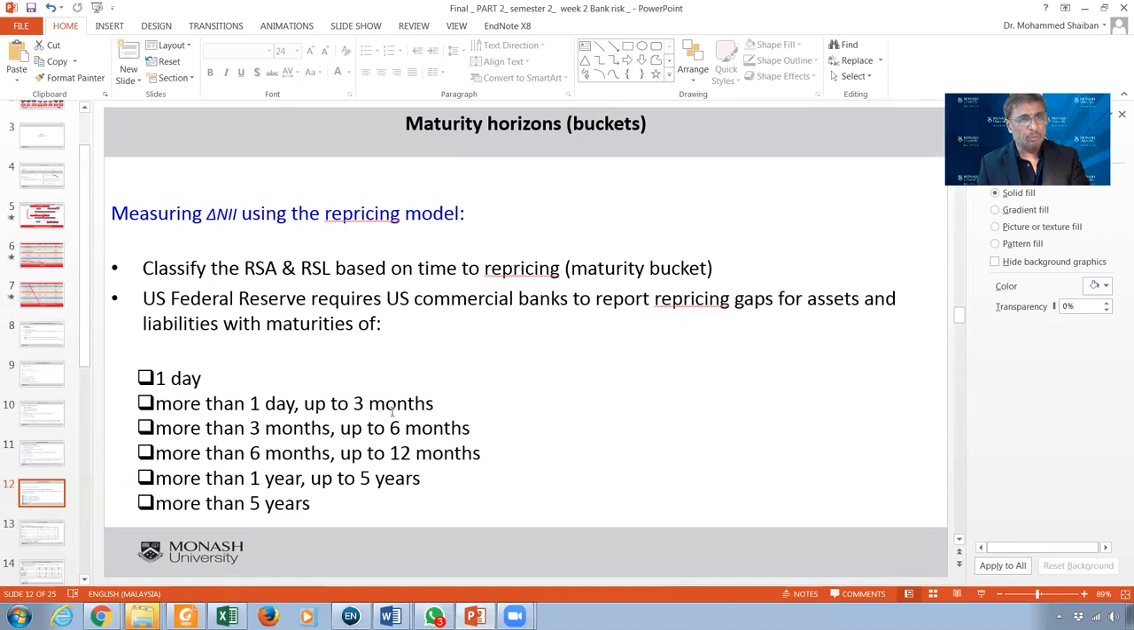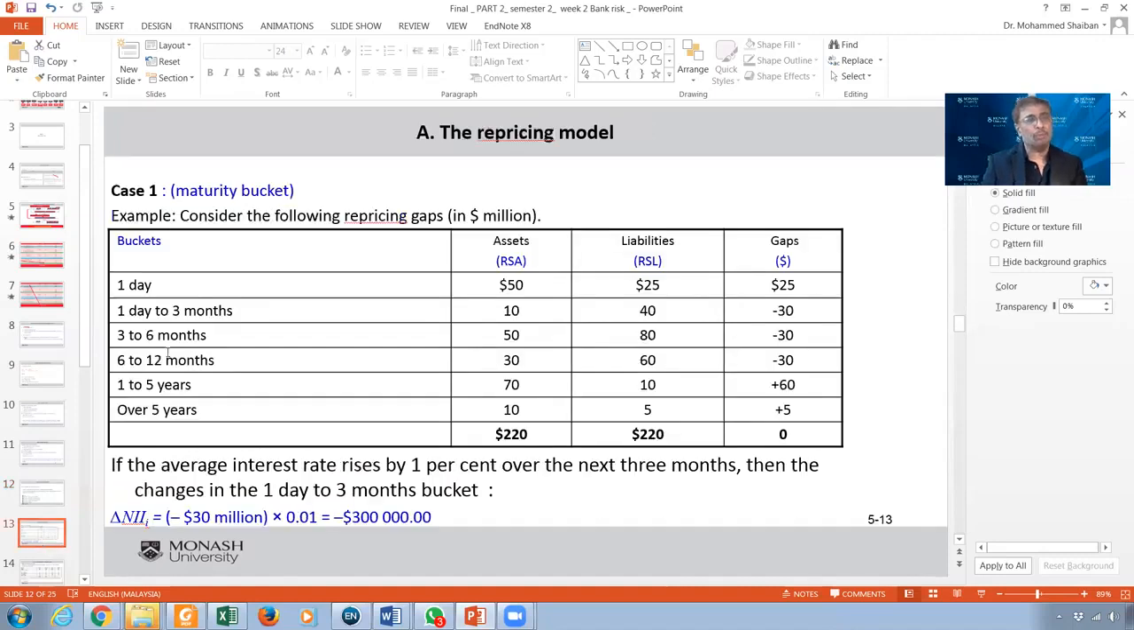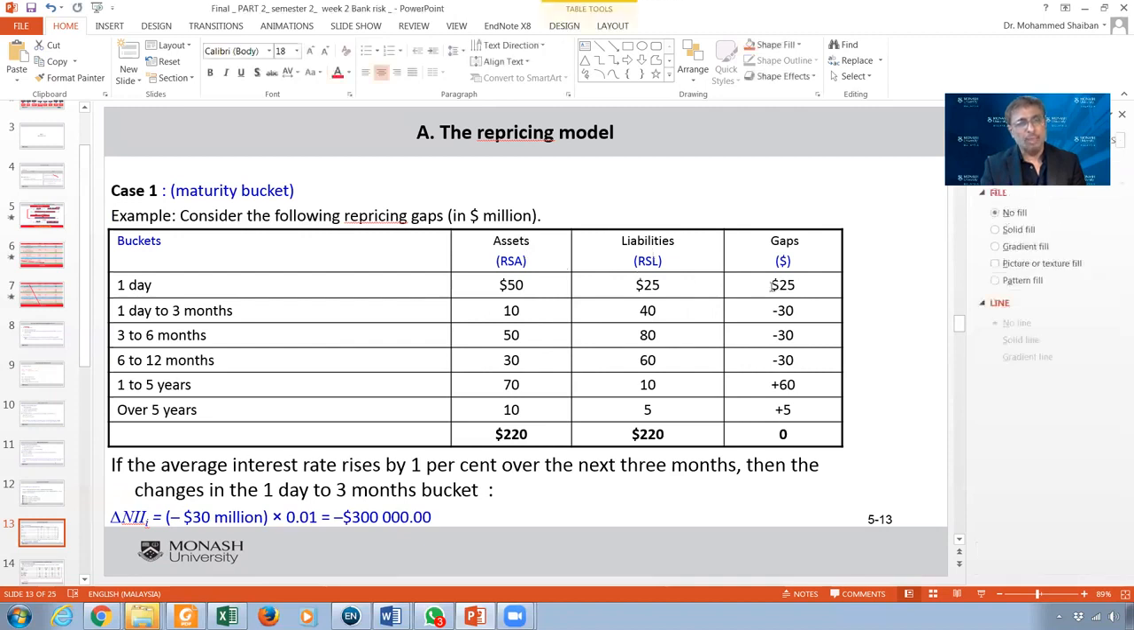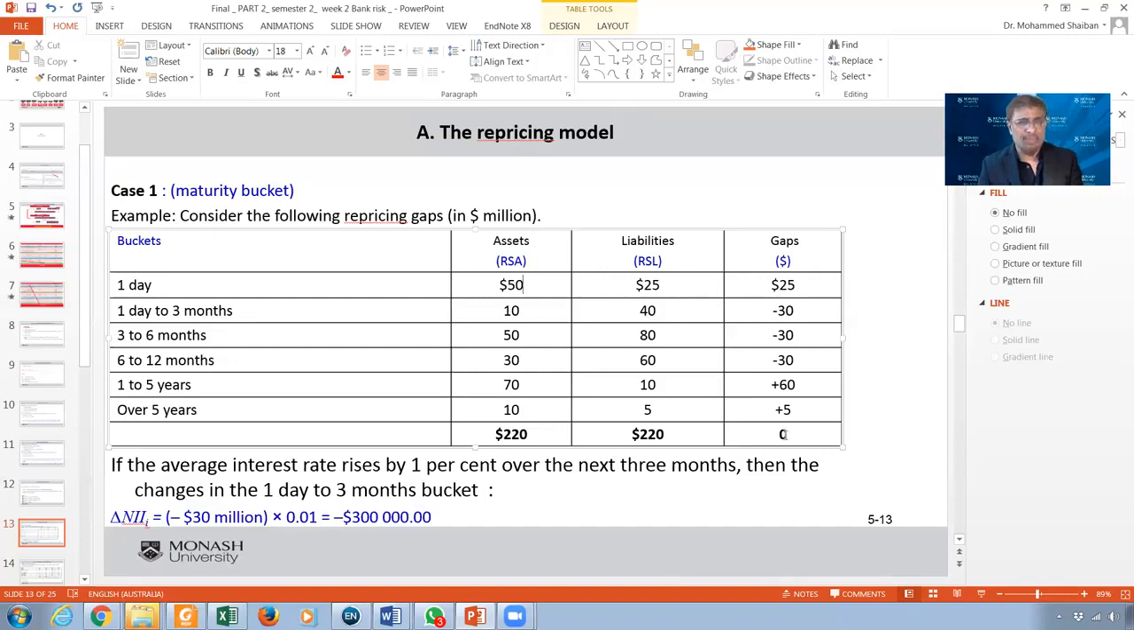So we have 1 to 3 months, 3 months to 6 months, 6 months to 12 months, 1 year to 5 years, and over 5 years. Look how the table looks. I just reflected the table. This is the horizon, the risk sensitive assets, and the risk sensitive liabilities. This is the assets and the liabilities. And we get here the difference between this and this, which is 25. Just this minus this. This is 10 minus 40 equals minus 30. And then we continue like this. As you can see, if you add them up, it comes to zero, just by accident.